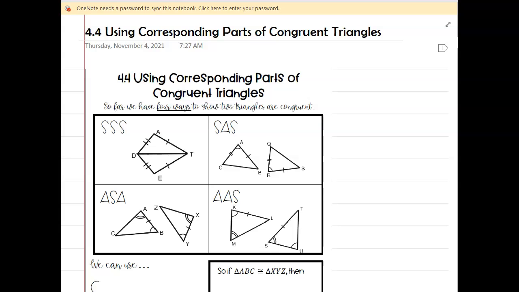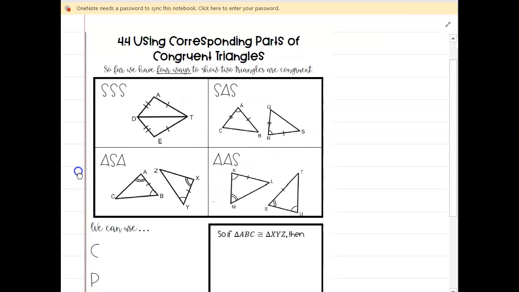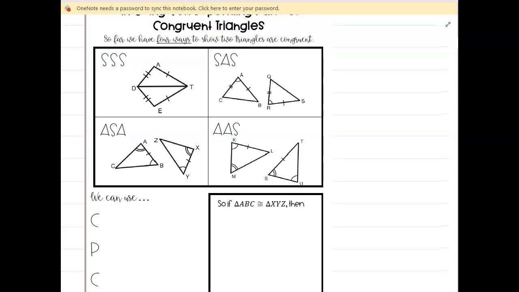In 4.1, we started with the idea that if you have triangles where all of the angles are congruent and all of the sides are congruent, we know the triangles are congruent. And then when we moved on to 4.2 and 4.3, we said you don't need all of the angles and all of the sides. You can have three sets of congruent sides, a side, an angle, and a side, an angle, side, and an angle, or an angle and a side. We said this is the minimum you have to have. If you have this, then you know the triangles are congruent.